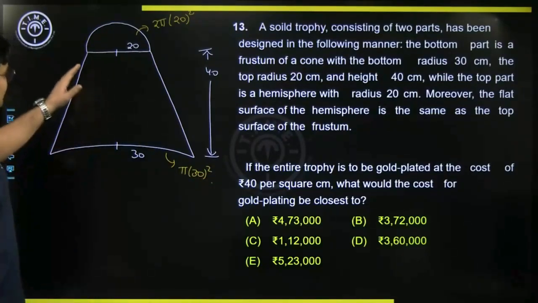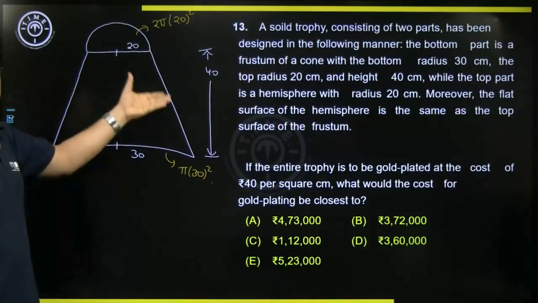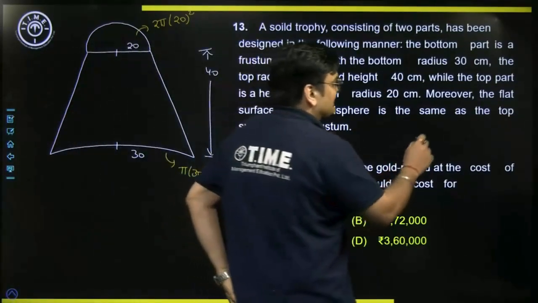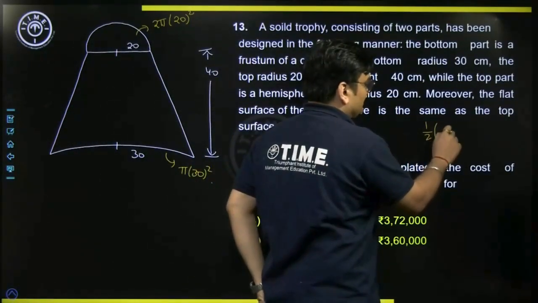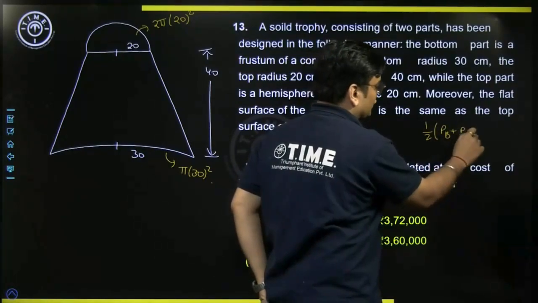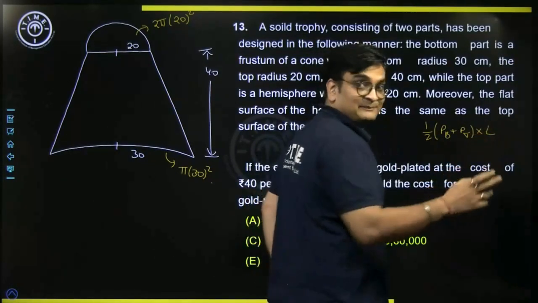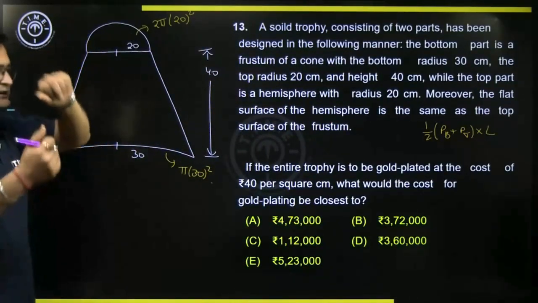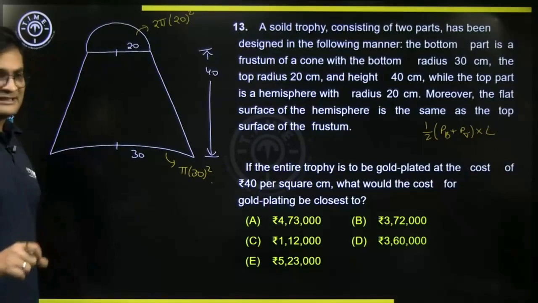And now besides that, we need the lateral surface area for this frustum, and there is a formula that we have for lateral surface area. The lateral surface area is given as half into perimeter of the base plus perimeter of the top into slant height. Here we don't know what the slant height is, we know only the vertical, the perpendicular height. So let's try to find that slant height.